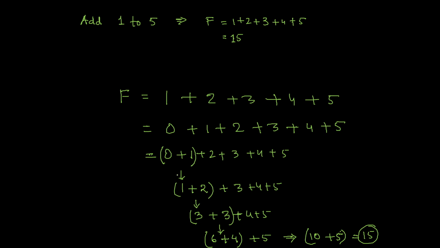But you see how I have done this. I have added two terms. The result of these two terms I have added with the third term. I have got a new result. This new result I have added with the next term, in this way. So I can say that this is the initial summation value.